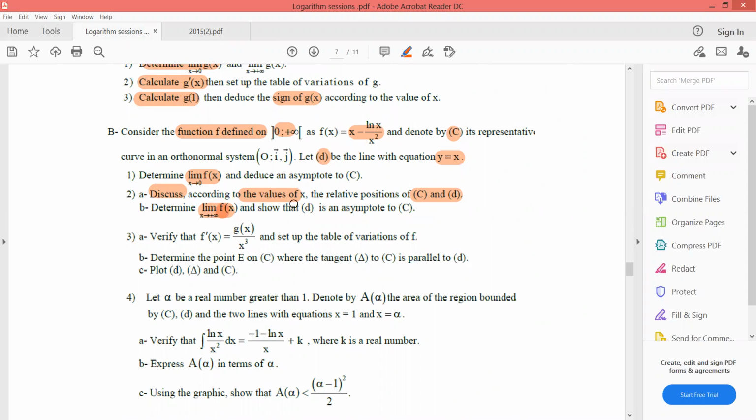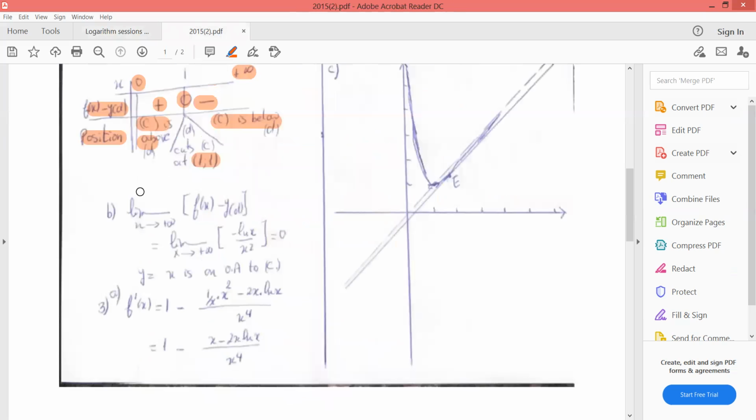And how to show the line D, y equal x, is an asymptote? What do we have to prove in order to prove an asymptote? f(x) minus y_D, the limit as x tends to plus infinity. The limit as x tends to plus infinity of f(x) minus y_D equals the limit as x tends to plus infinity of minus ln x over x squared. By the rule, it is 0. Then the line y equal x is an oblique asymptote to C at plus infinity.